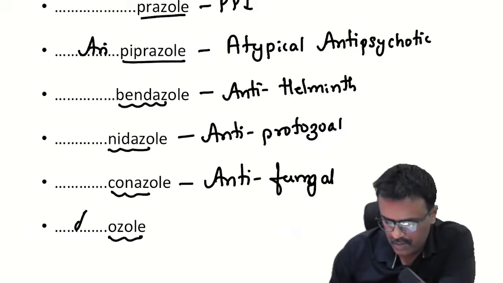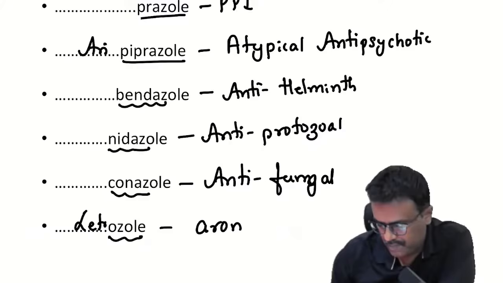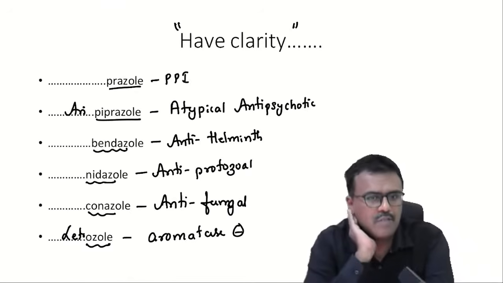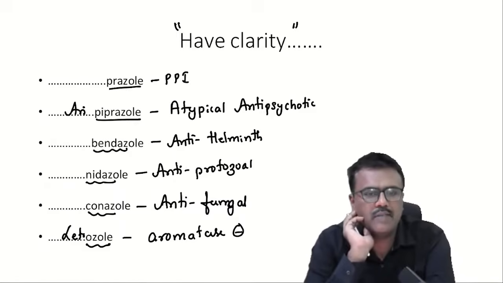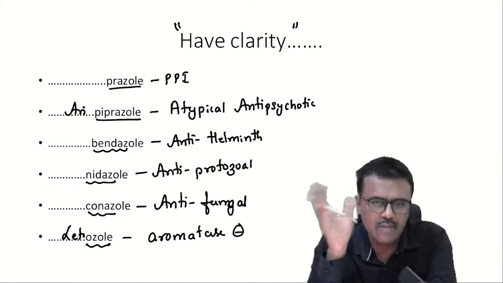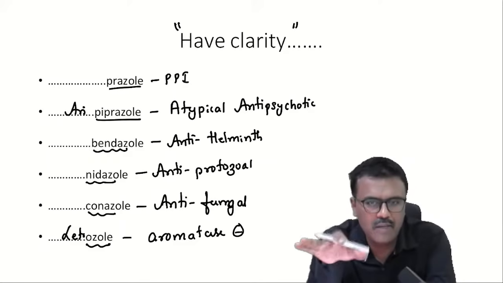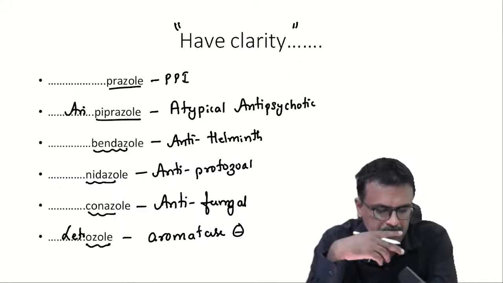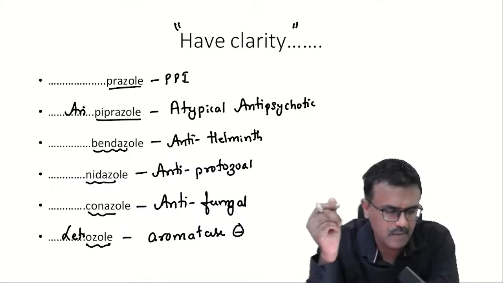Ozole, for example, letrozole, anastrozole, they are aromatase inhibitors. So this is the confusion which you may have in the exams. Even though these are minor things, in the exam you are tensed up with 19 subjects, you may make mistakes, so avoid that. Okay.